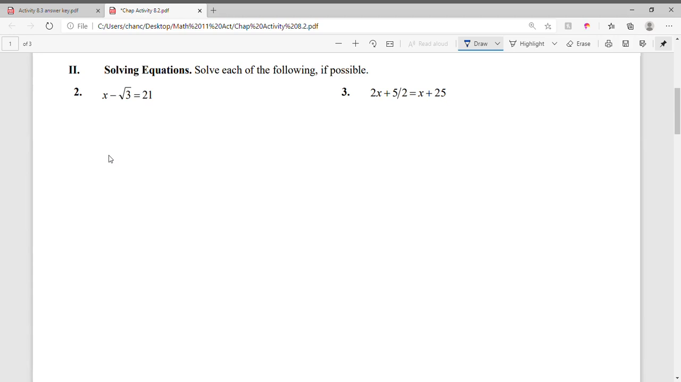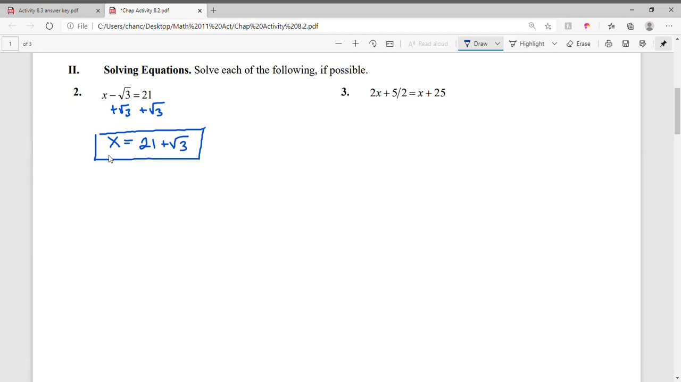Question number 2, solving equations. Solve each of the following if possible. The first step is to isolate the variable. So let's add the square root of 3 to both sides of the equation. So we have now x is equal to 21 plus the square root of 3. We cannot add 21 and the square root of 3 together, so that completes our solution for question 2.